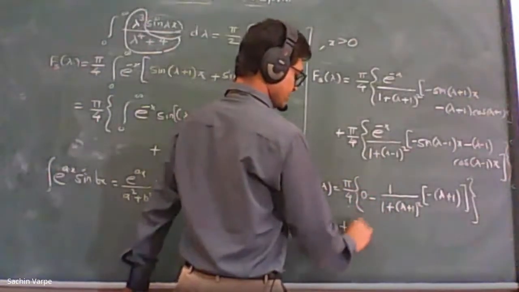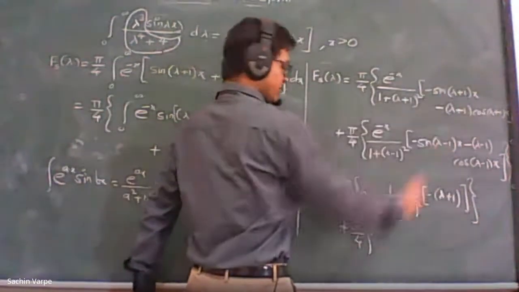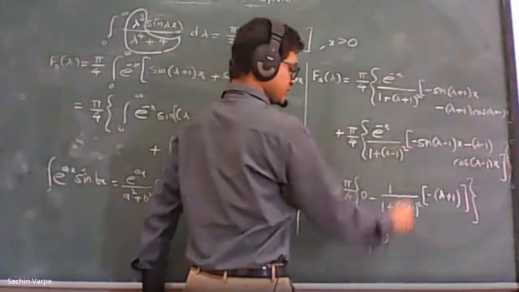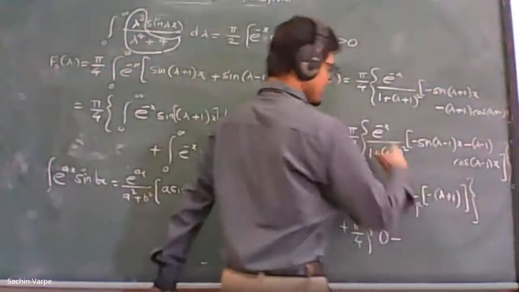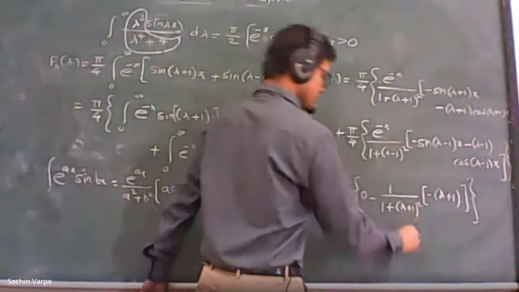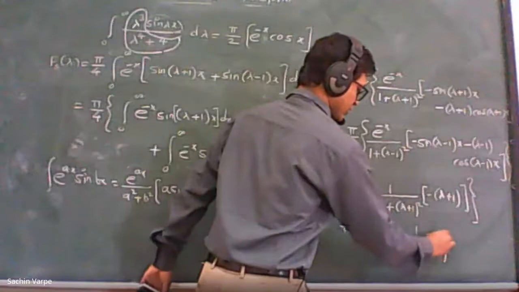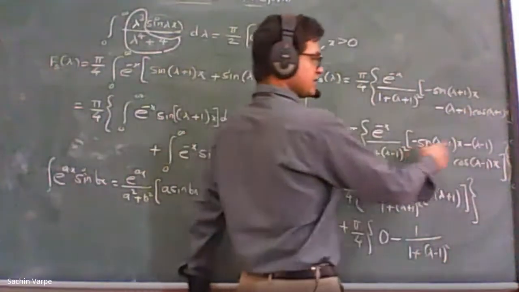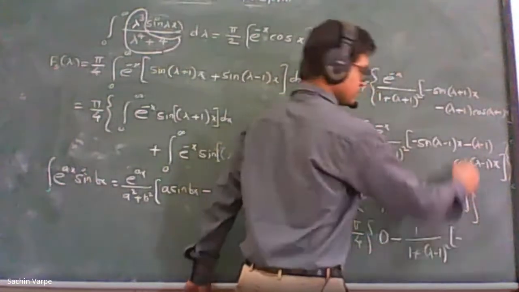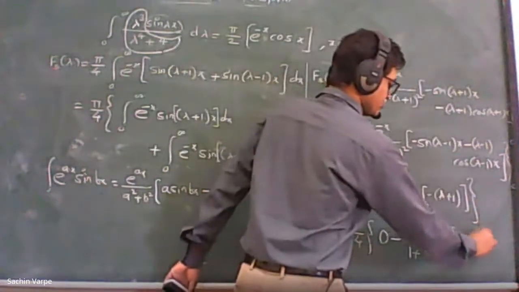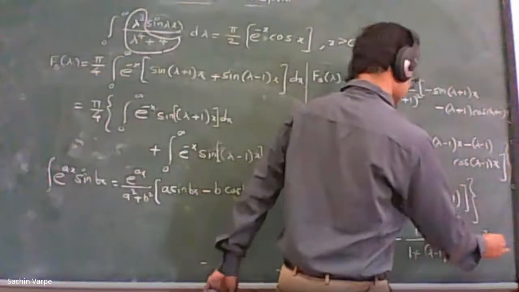Plus pi by 4 times this function at the upper limit will be 0 again, because e raised to minus infinity will be 0, minus this function at the lower limit 0. So e raised to 0 is 1. 1 upon 1 plus lambda minus 1 square into, again sine 0 will be 0, minus, so minus lambda minus 1 cos 0 will be 1.